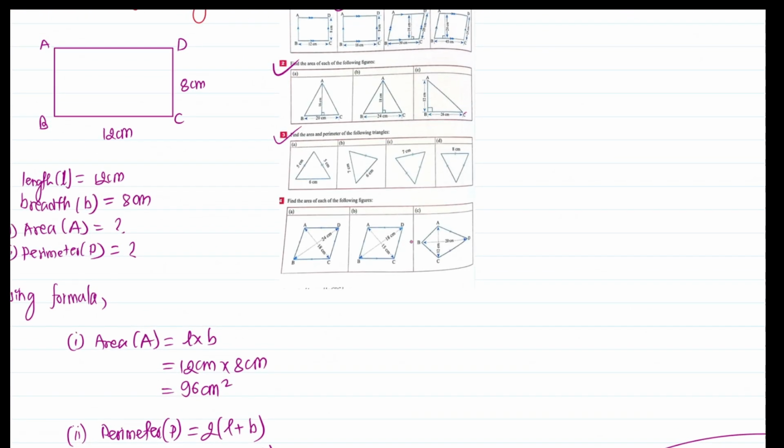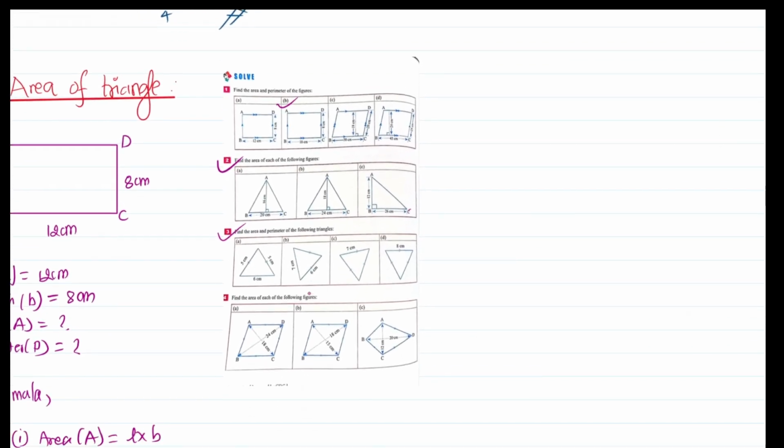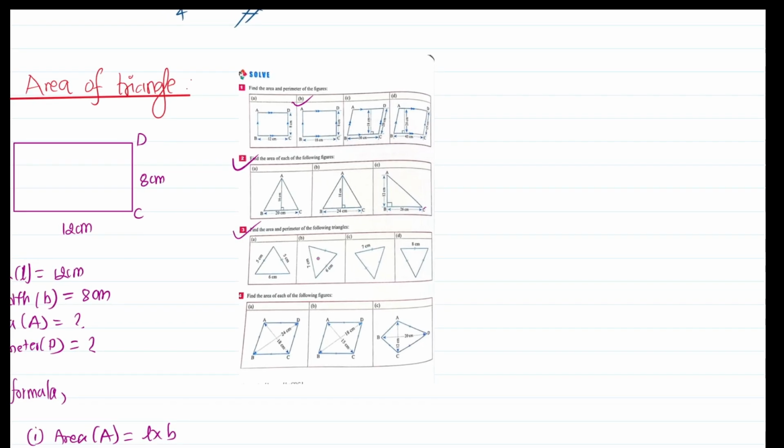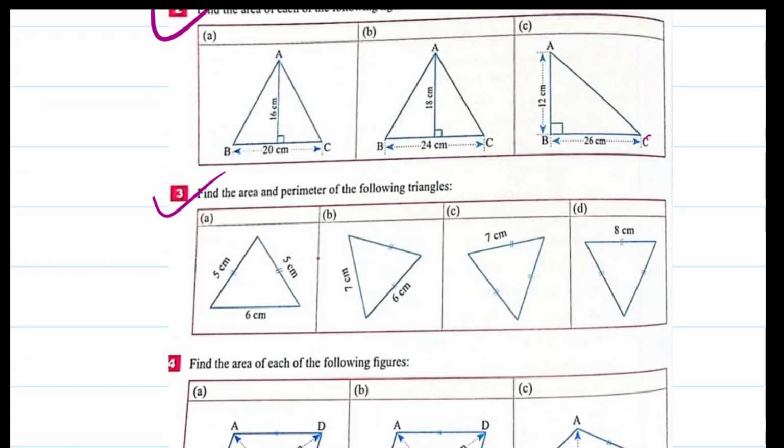Similarly, you can apply the same formula to find the area of this isosceles triangle. In question number 3B, you will see this triangle is an isosceles triangle because this is 6 centimeter and this is also 6 centimeter, because we have been given these two signs. That means these two sides are equal. So apply the same formula and find the area.